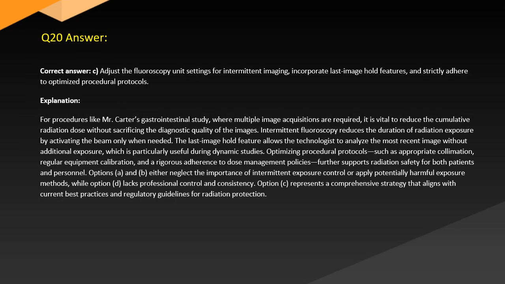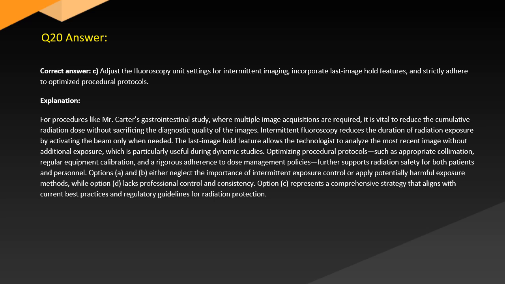Answer. Correct answer: C. Adjust the fluoroscopy unit settings for intermittent imaging, incorporate last image hold features, and strictly adhere to optimized procedural protocols. Explanation. For procedures like Ms. Stacata's gastrointestinal study where multiple image acquisitions are required, it is vital to reduce the cumulative radiation dose without sacrificing the diagnostic quality of the images. Intermittent fluoroscopy reduces the duration of radiation exposure by activating the beam only when needed.